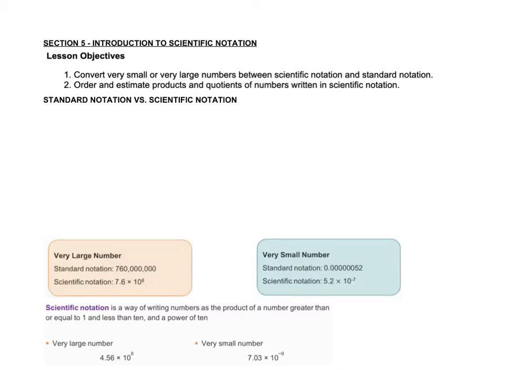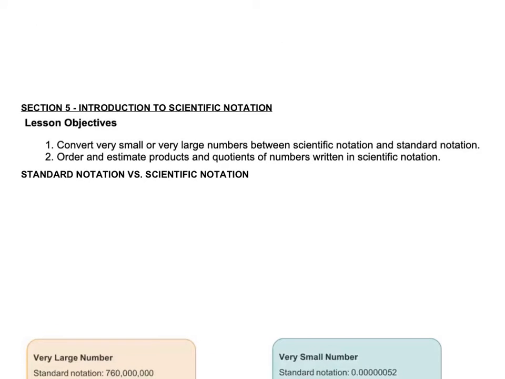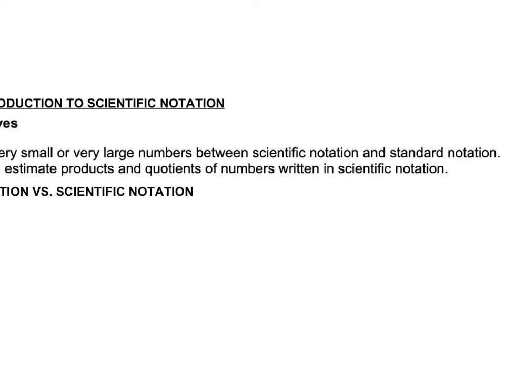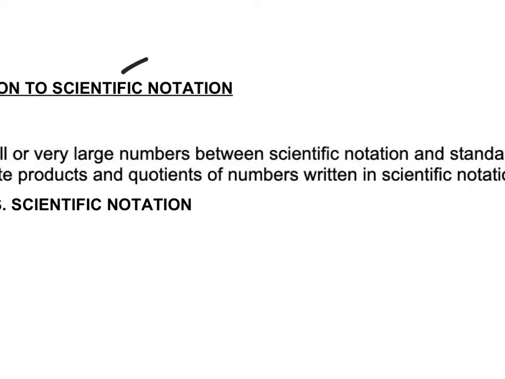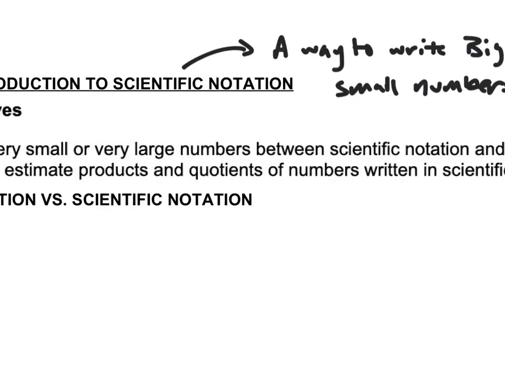So the first thing I want to talk about is standard notation versus scientific notation and the point of this. Up here, let's write that the point of scientific notation is a way to write big and small numbers, okay? And when I'm talking about big numbers, I'm talking about huge numbers, okay? And when I'm talking about small numbers, I'm talking about like really, really, really small numbers, okay?